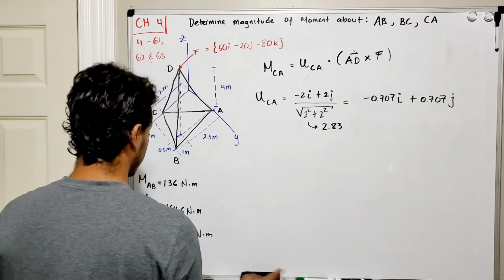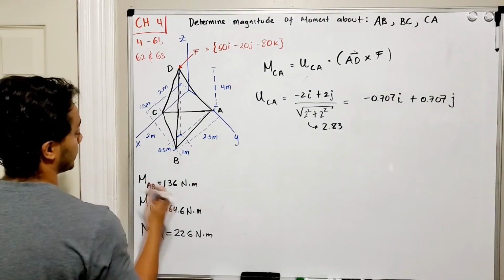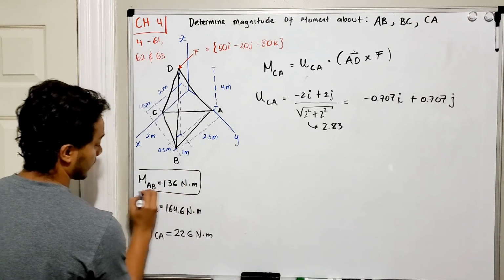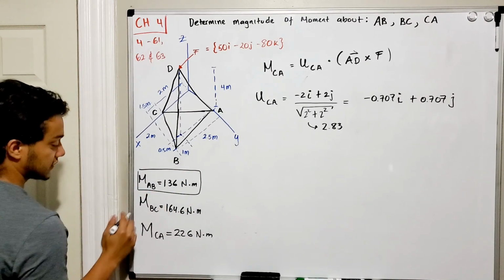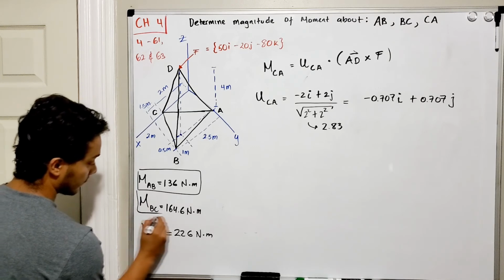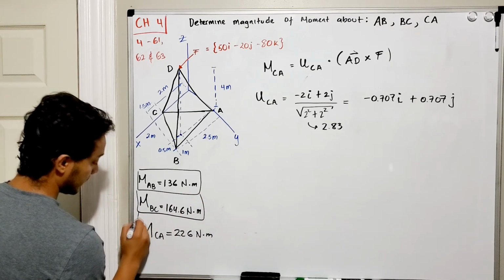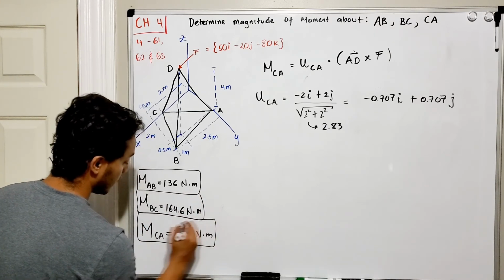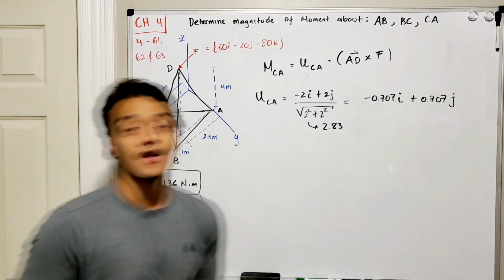So we found the magnitude for the moment around my base AB, the magnitude for the moment around my base BC, and the magnitude for my moment around CA.